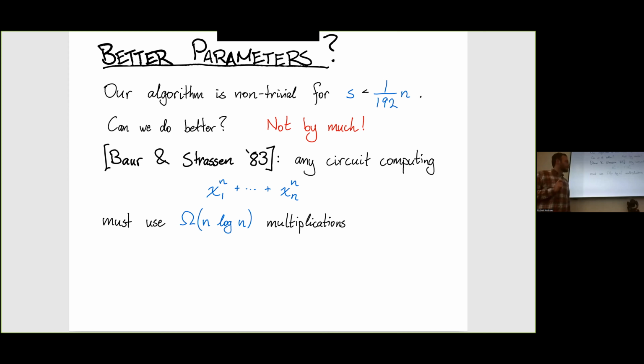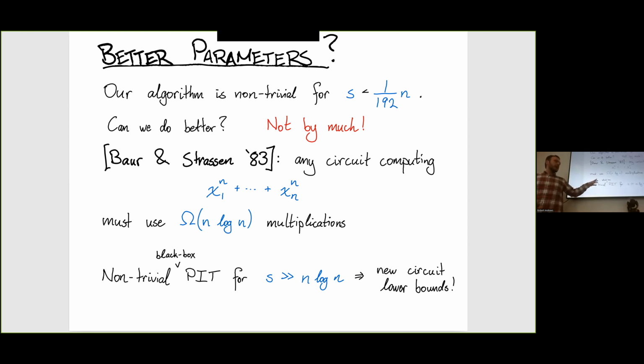So why is this? Let me tell you the best lower bound we know for algebraic circuits, and this is almost 40 years old. Baur and Strassen showed that if you want to compute the sum of the nth powers of n different variables, this requires at least n log n multiplications. You should know that this is also sufficient, because I can compute these nth powers by repeated squaring and then add them up. So this is the best lower bound we have for general circuits.